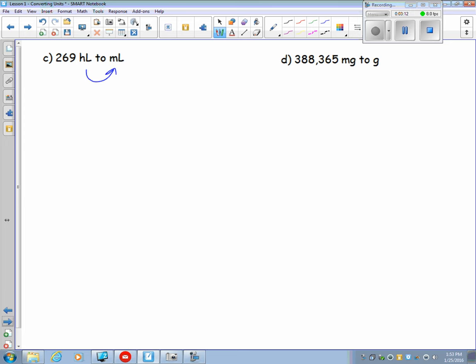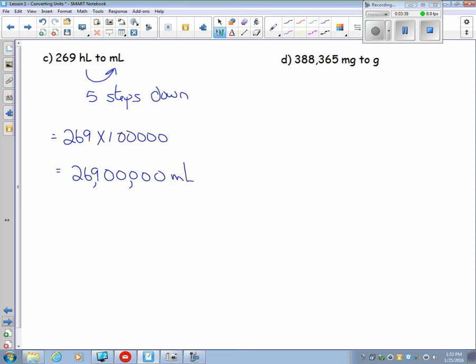Hectoliters to milliliters. Counting from our table, that looks like 5 steps down, which means we're going to be multiplying 269 times 1 and 5 zeros. So we end up with 269 and 5 zeros. We put our commas in the right spot. 1, 2, 3, 1, 2, 3. It turns out that we have 26,900,000 milliliters. And the very last one, went from milligrams to grams.